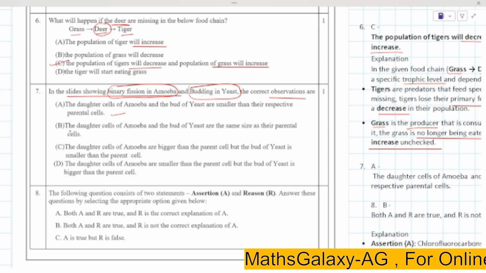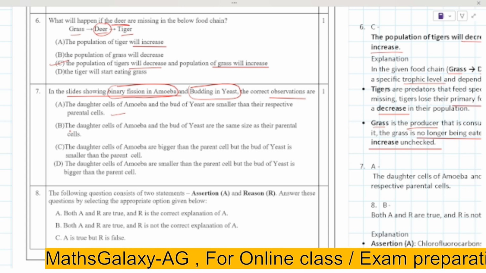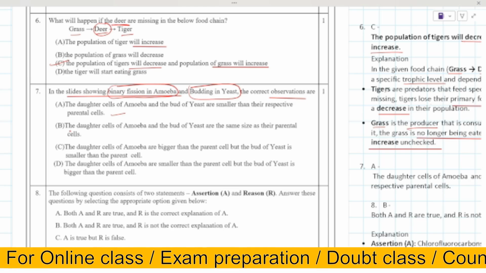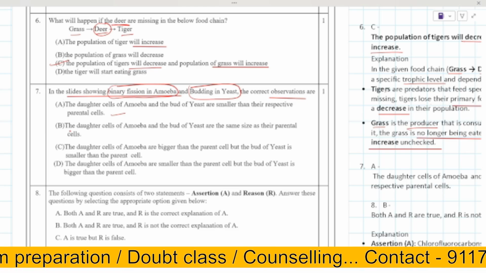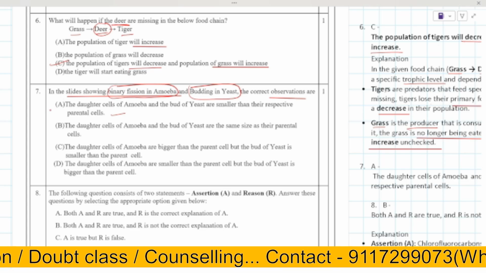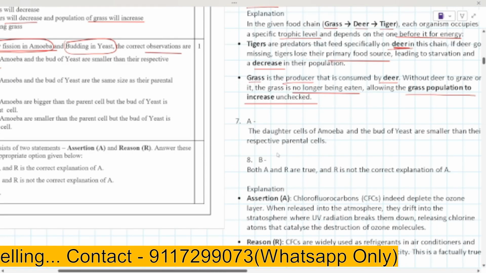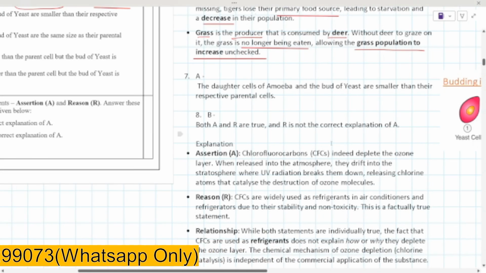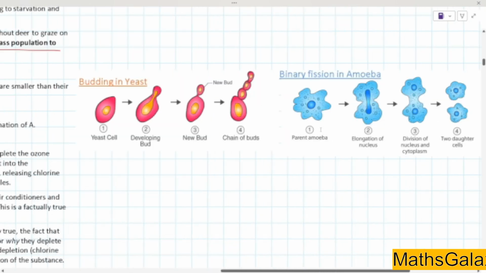The daughter cells of amoeba and the bud of yeast are smaller than the respective parent cell, right? Yes, very good. So we can say option A will be the correct option. Now let's see the explanation. Here, the daughter cell of amoeba and the bud of yeast are smaller than their parent cell, right?